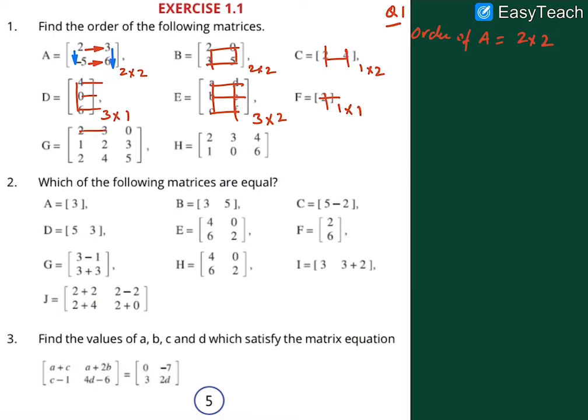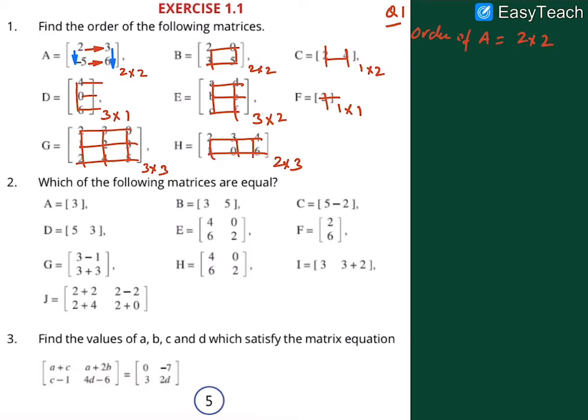So in G, we have 3 rows, 1, 2, 3, and 3 columns, 1, 2, 3. So we will write 3 into 3. Similarly, in H, we have 2 rows and 1, 2, 3 columns. So 2 into 3 is the order of H.